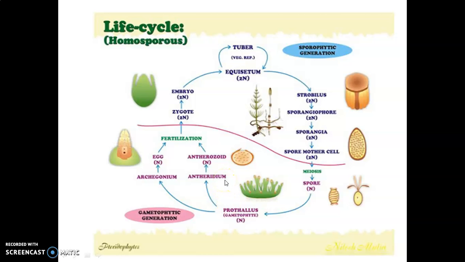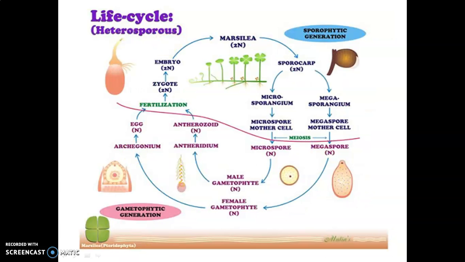But what is the speciality in homosporous plants? They produce similar kind of spores. But genera like Selaginella and Salvinia, I will show you the diagram, produce two kinds of spores. See here, you can see two kinds of spores, microspore and megaspore.